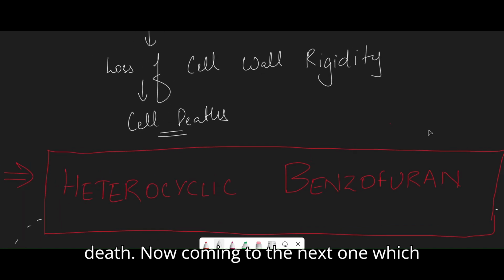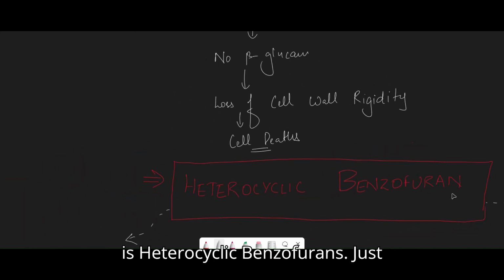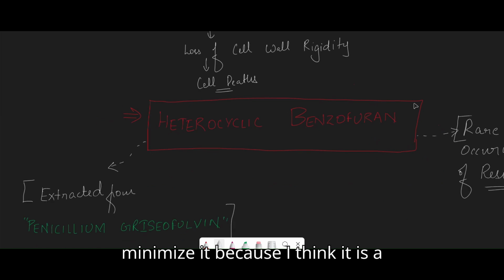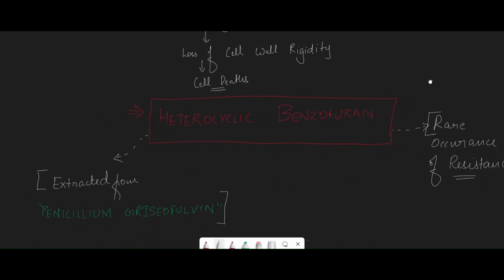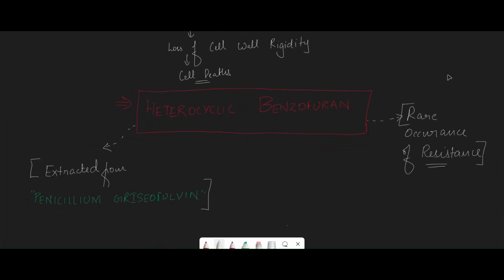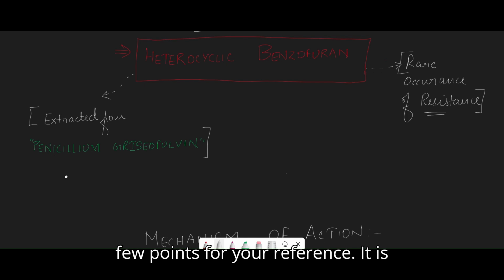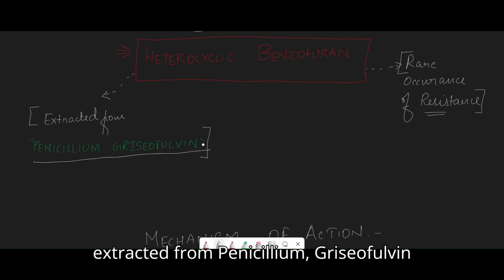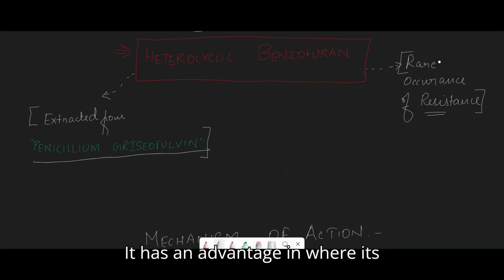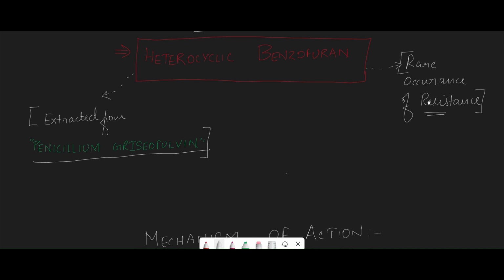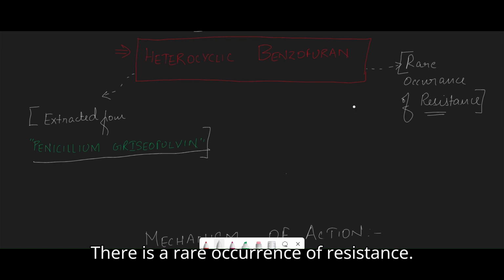Now coming to the next one, which is heterocyclic benzofurans. Just minimize it because I think it's a little bit big. Okay, so you can see the next one, which is heterocyclic benzofuran. I've written a few points for your reference. It's extracted from Penicillium, Griseofulvin. It has an advantage where its resistance is observed very less. It has rare occurrence of resistance.